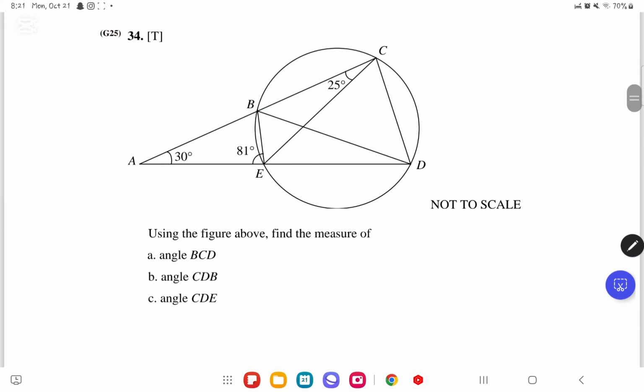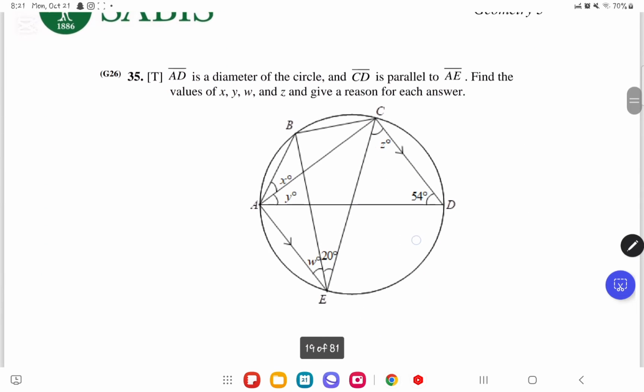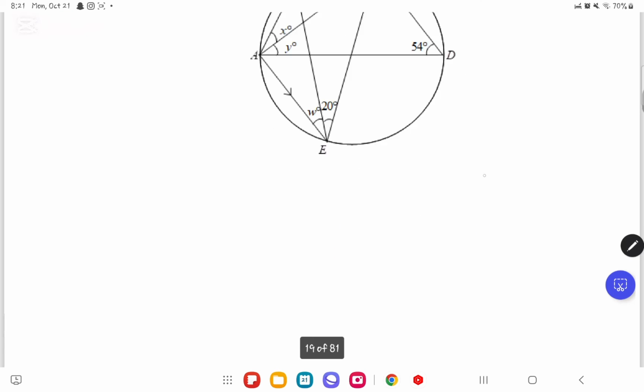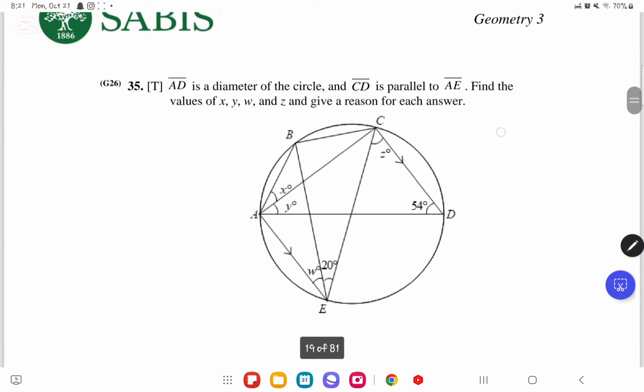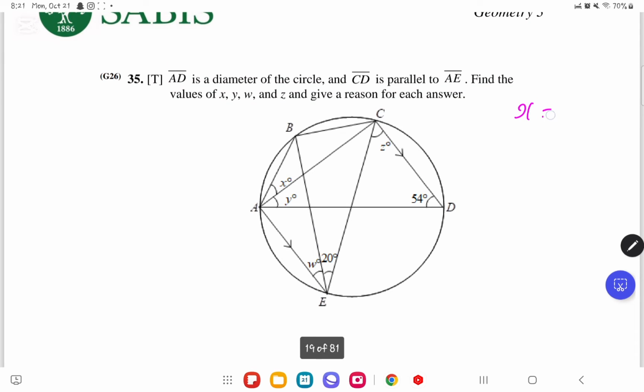So that is it for question number 34. Now 35. So now AD is a diameter of the circle and CD is parallel to AE. Find the values of X, Y, W, and Z and give a reason for each answer. So we need to find X, Y, W, and Z.